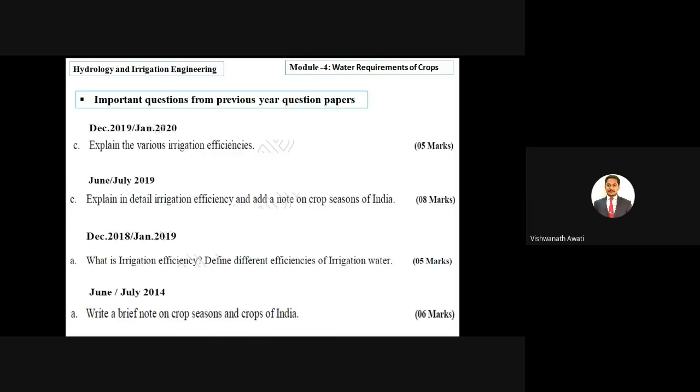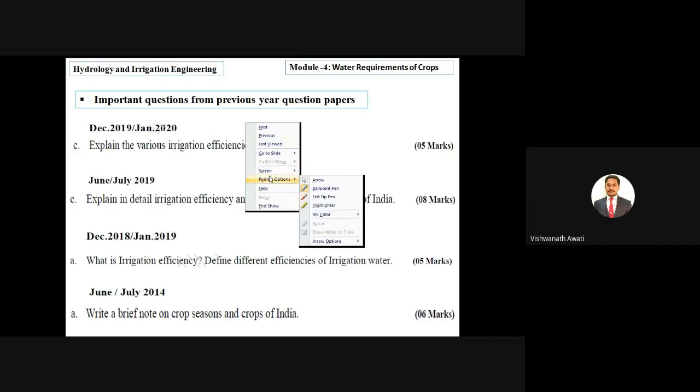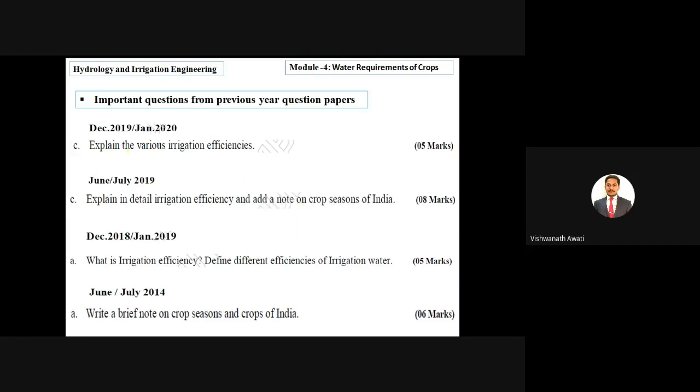So here we'll now see important questions. In 2019 and January 2020, there is a question: explain the various irrigation efficiencies, right? Direct question, for 5 marks. And in June July 2019, explain in detail irrigation efficiencies and add a note on crop seasons of India. So both questions ask to explain in detail irrigation efficiencies and add a note on crop seasons of India.